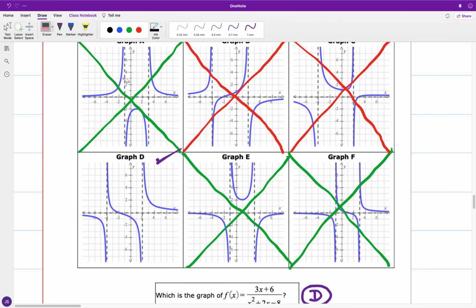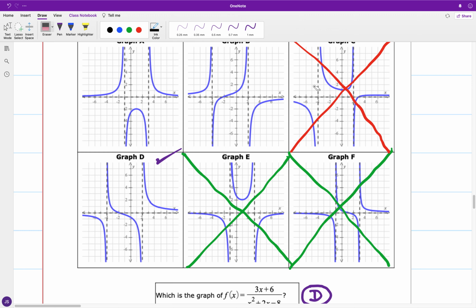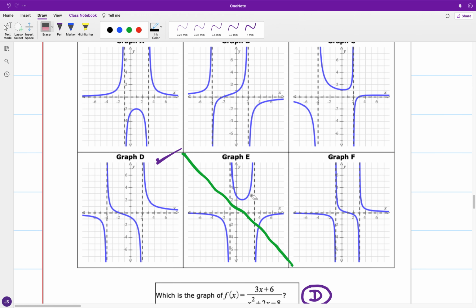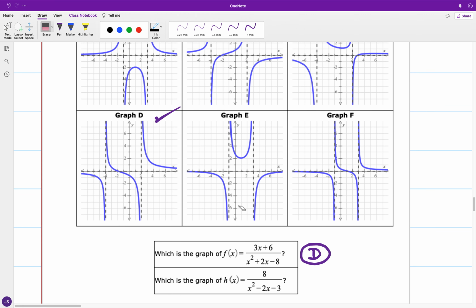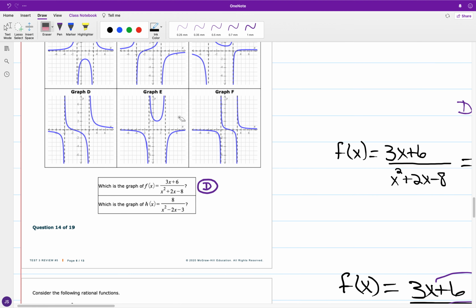All right. And as for the other rational function, which we have at h of x, you have 8 over x squared minus 2x minus 3.